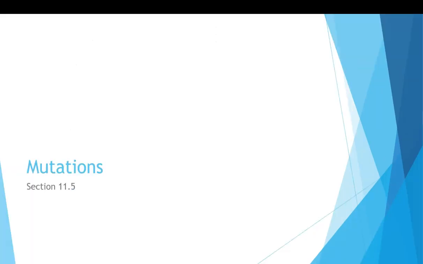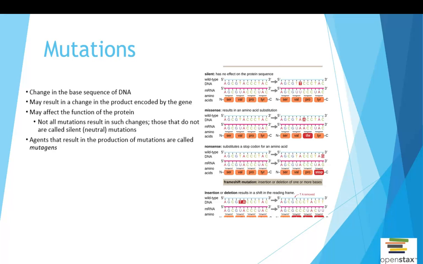Okay, in this part, we're going to talk about mutations. Mutations are changes that can happen in the base sequence of the DNA. Sometimes these changes at the DNA level can cause changes at the protein level, but sometimes the mutation at the DNA level cannot cause any changes at the protein level. We call that a silent mutation or neutral mutation.